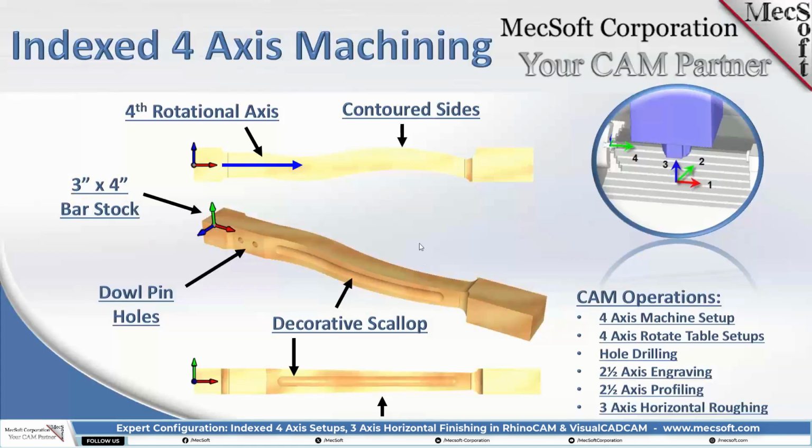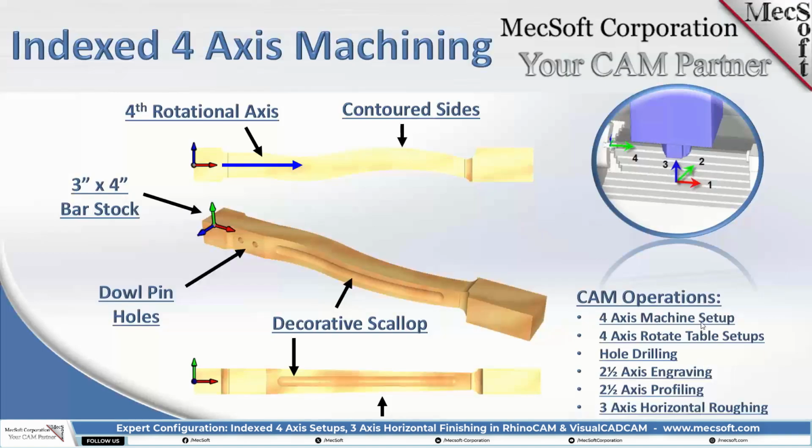The actual part is a table leg. We're going to be putting this square stock on the fourth axis, and we're going to be programming each side of this table leg completely finished on the fourth axis. Down here, the CAM operations, I just have a list of the operations we're going to be looking at. Actually, for this part, you can program this in 3-axis or in only 2-axis. I think we'll have time to show you the 2-axis as well.